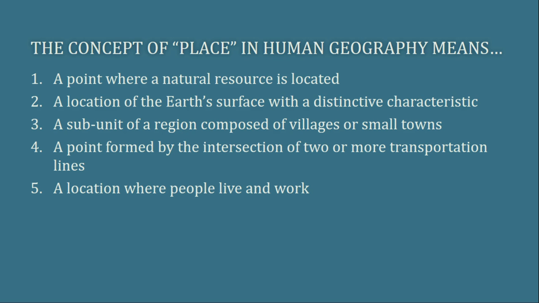So first I'm going to start with your mini quiz question, and one of the things that we're going to talk about is place, right? What does place mean? So when we talk about human geography, when we talk about a place, what are we talking about? A point where a natural resource is located, a location of the Earth's surface with a distinctive characteristic, a subunit of a region composed of villages or small towns, a point formed by the intersection of two or more transportation lines, a location where people live and work.